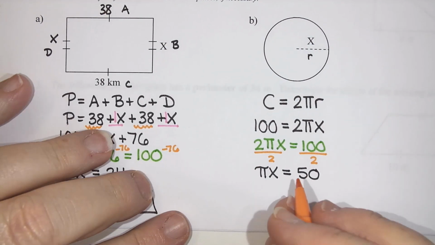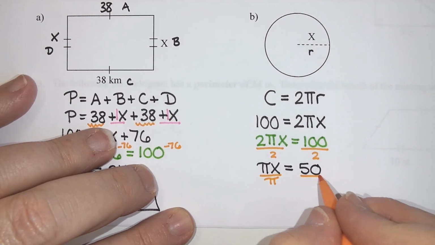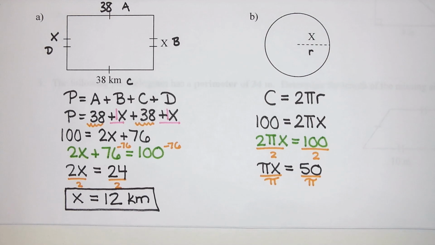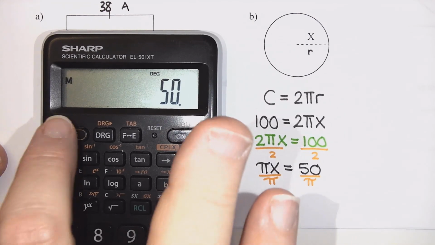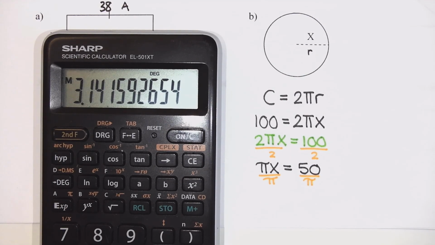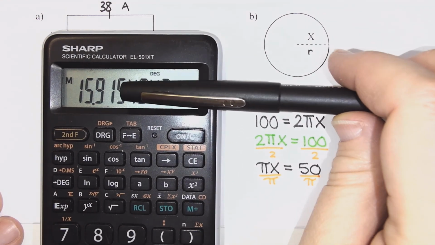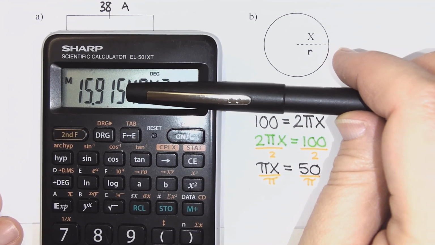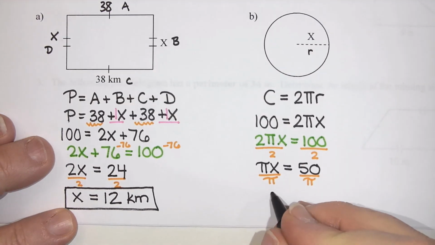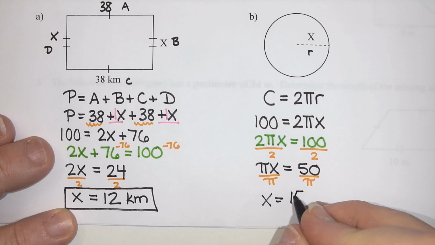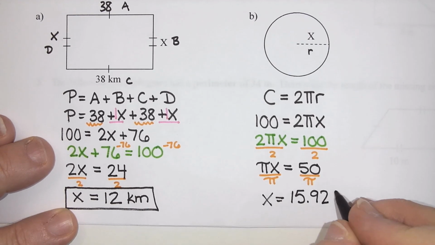And then I'm going to divide both sides by pi. And I need my calculator for this. So I am going to do 50 divided by, and then I'm using the pi on my calculator. If you don't have a scientific calculator, you need to do 3.14159. Okay? And if I hit equals, I get 15.91, and then the next digit is a 5. So that is going to round up to 15.92. So x equals 15.92 kilometers.